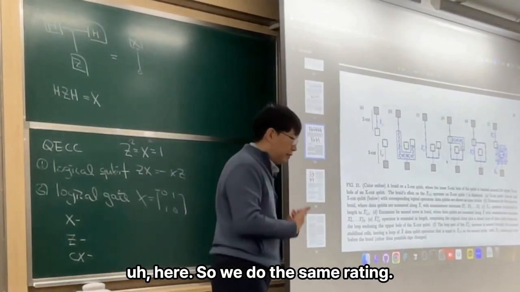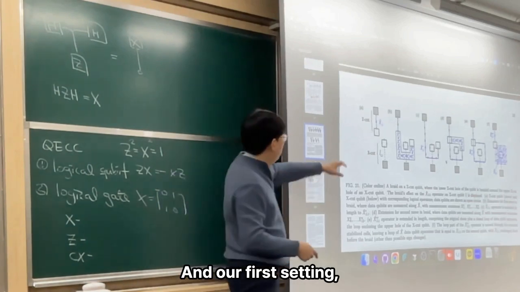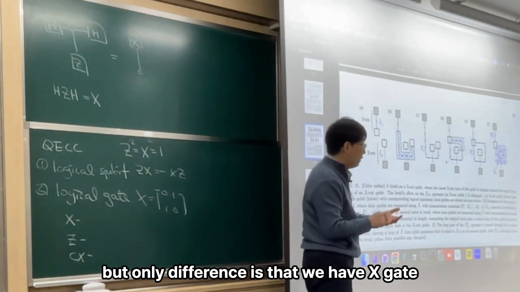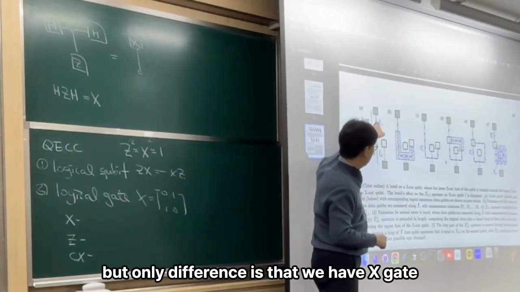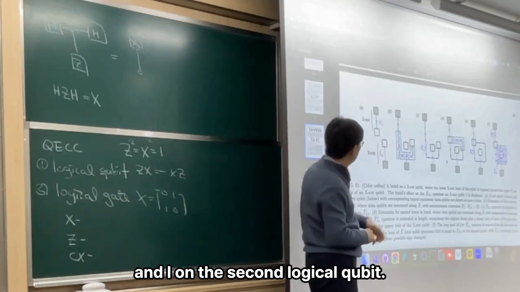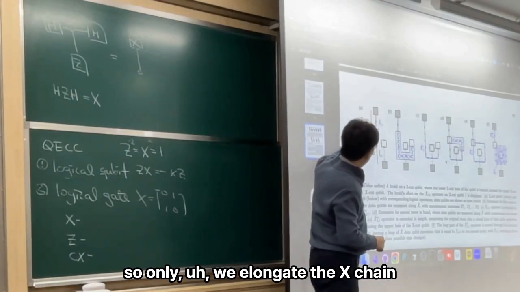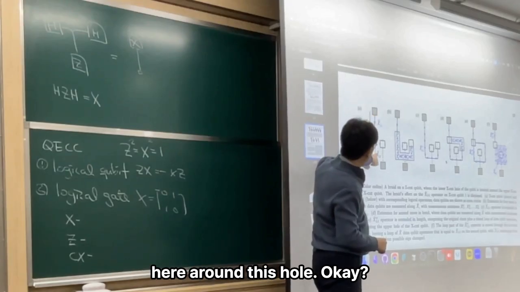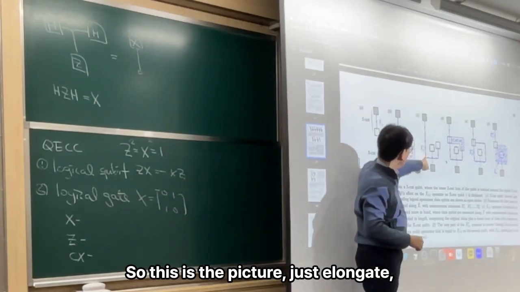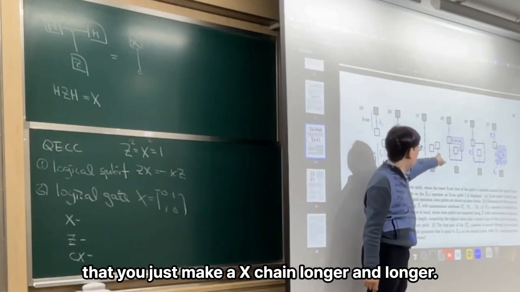Remember this formula, and look at the picture above here. So we do the same braiding. The trajectory of braiding is the same, and our first setting, the Z cut and X cut, is the same, but the only difference is that we have an X gate on the first logical qubit and I on the second logical qubit. So we do the braiding. Here we don't have a Z chain, so we only elongate the X chain around this hole. Okay, so this is the picture.